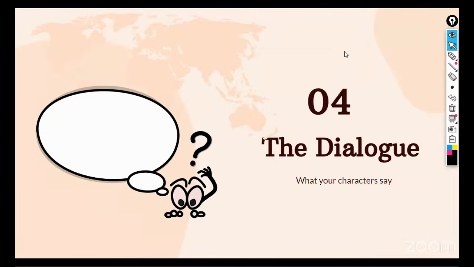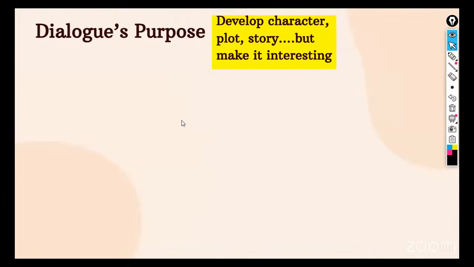All right, let's talk about how to make it interesting. So, dialogue's purpose. It is there to develop the character, the plot, the story, but it has to make it interesting, right? When you're reading a story, everything in the story has to be interesting.